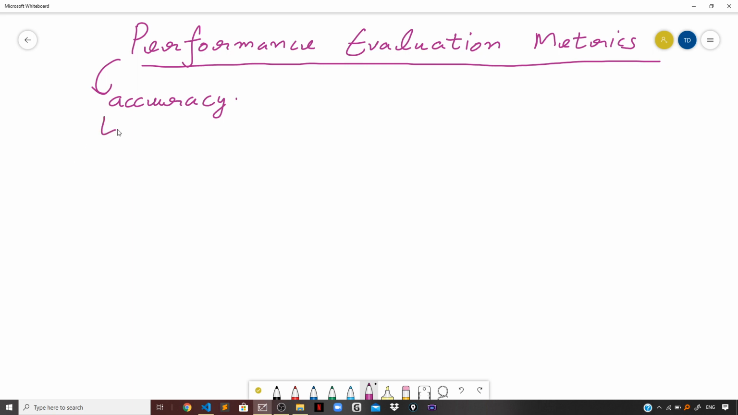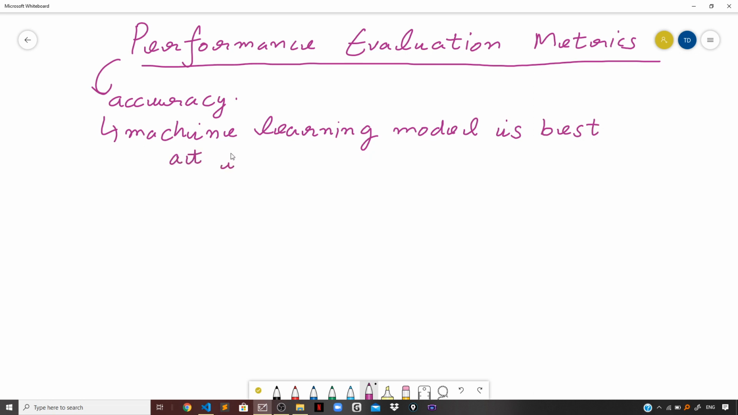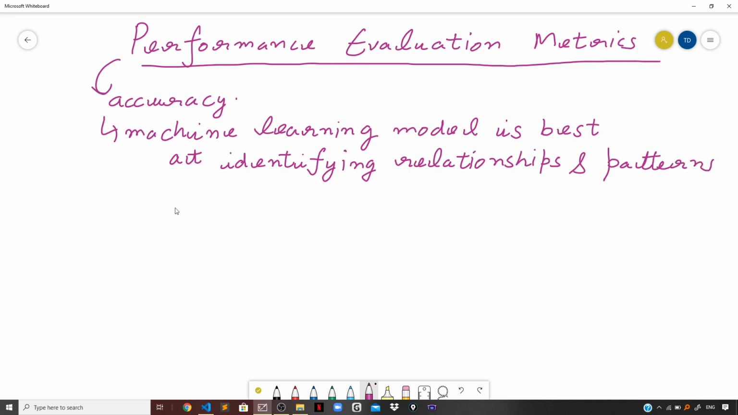And we compute which machine learning model is best at identifying the relationships and patterns between variables in a dataset based on the input or training data. Now this was all in layman terms.